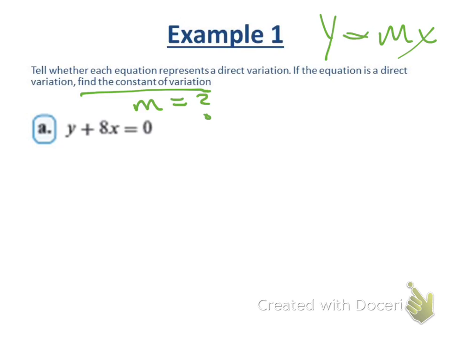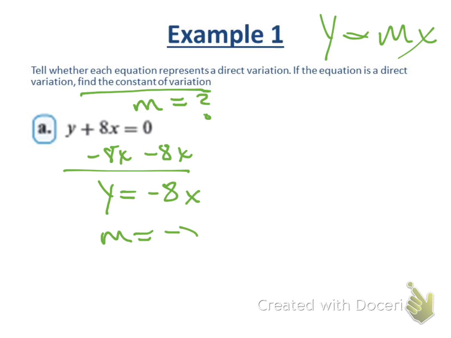All right, so letter A, we have y plus 8x equals 0. Can this be written as y equals mx? Yes, how would we do that? Subtract 8x from both sides, and we're left with y equals negative 8x. And our constant of variation, our m value, is negative 8. So this is a pretty simple concept, right? It only gets confusing if you forget what direct variation means. Direct variation means it can be written as y equals m times x.